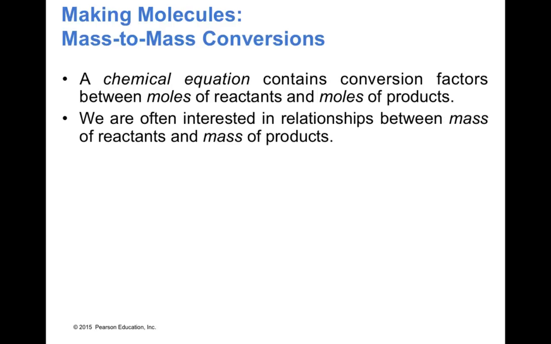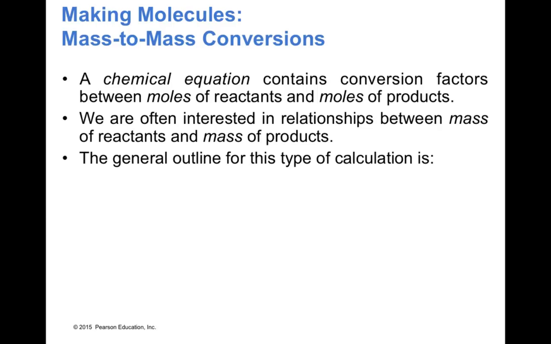So we are often interested in the relationship between mass of reactant and mass of product because most of the time when you're going to do a chemical reaction, you need to weigh a specific amount of any reactant. So the unit is a weight, a mass. So that's why you need to convert from mass of reactant to mass of products.